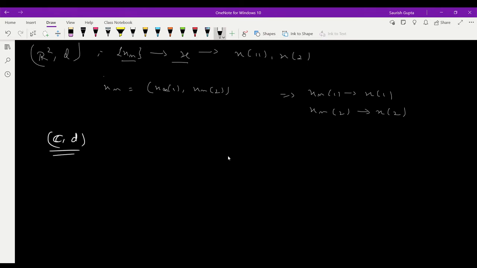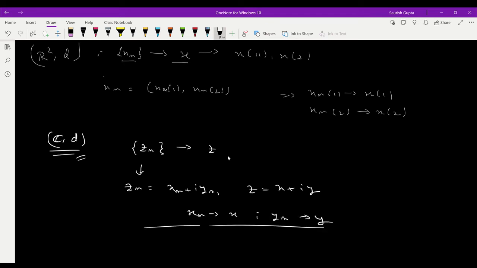This is basically the complex metric space, right? So in case of C^d, suppose you take a sequence Zn, and Zn, let's say, converges to Z. So suppose Zn is xn plus iyn, and Z is x plus iy. So if Zn converges to Z, xn will converge to x, and yn will converge to y. Okay. So these are very relative concepts.